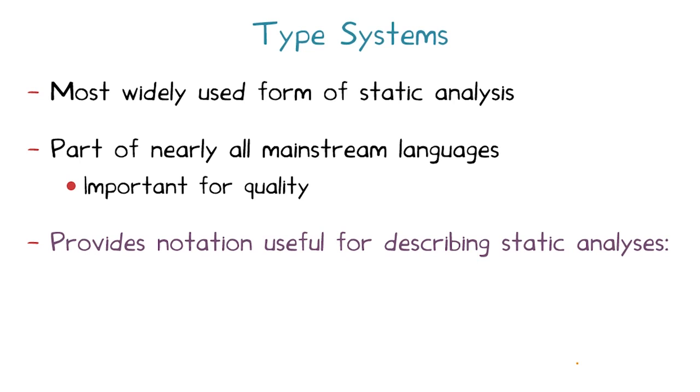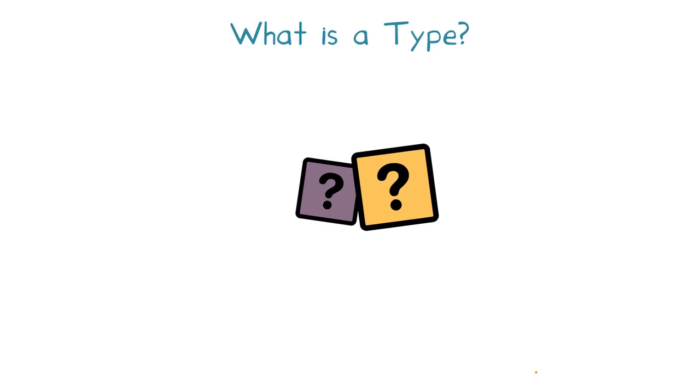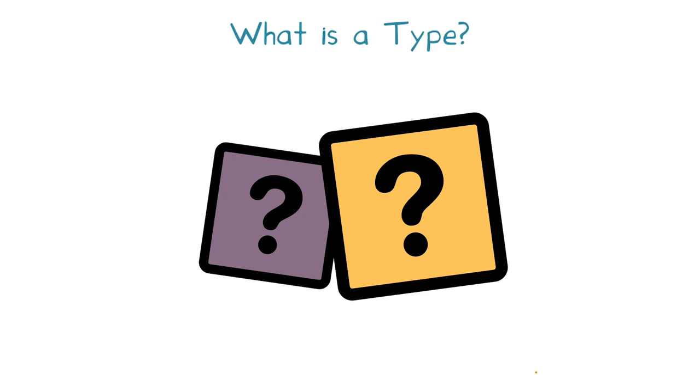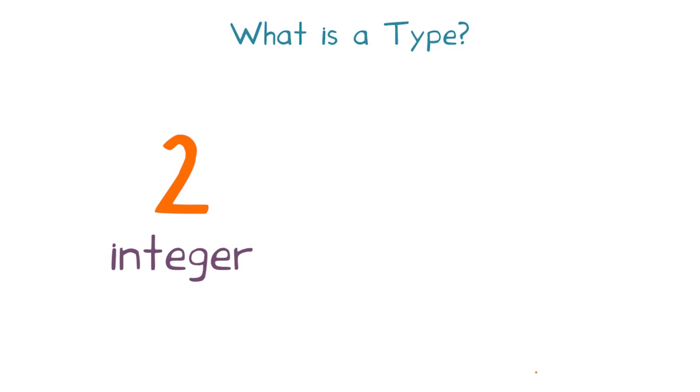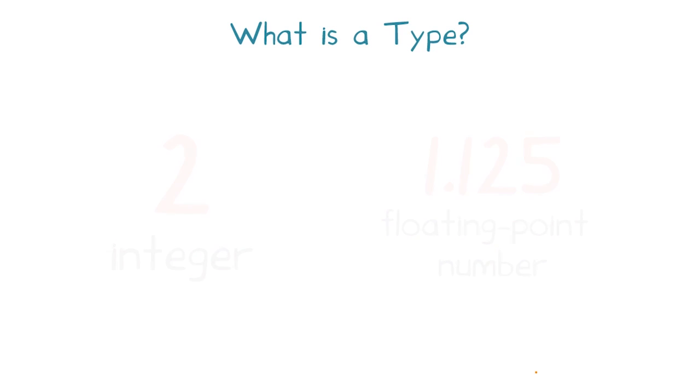Besides being a static analysis in their own right, type systems also provide notation, which is useful for describing a variety of static analyses, such as type checking, data flow analysis, symbolic execution, and more. To discuss type systems, we must first ask ourselves, what do we mean by a type? It is easy to label the number 2 an integer and the number 1.125 as a floating point number, but it isn't necessarily obvious how to define what a type is. To put it simply, a type is a set of values that constitute that type.